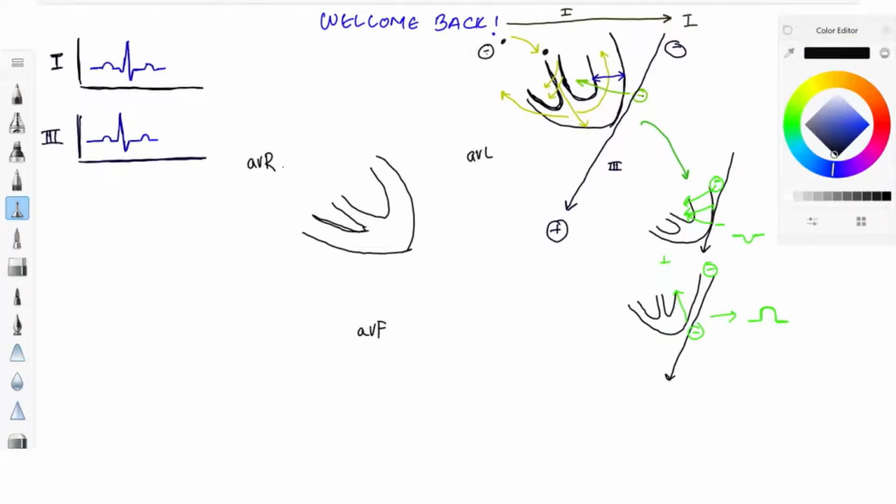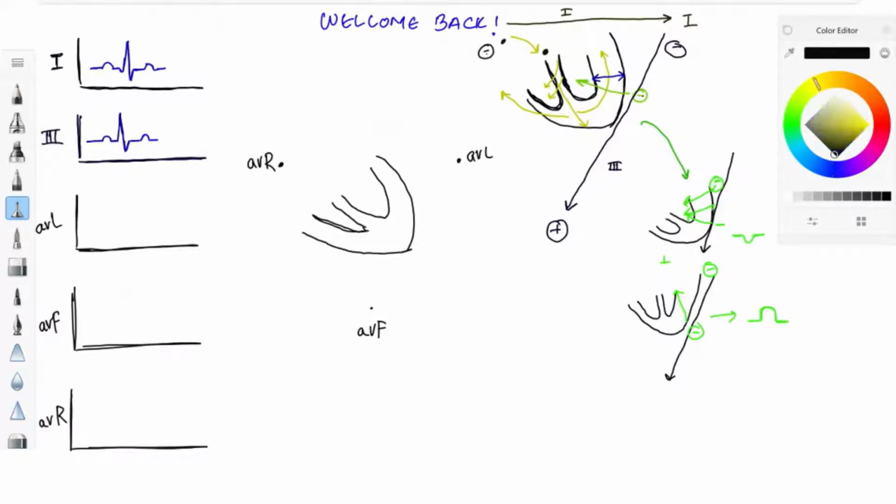So you've got the heart and you've got the augmented limb leads. Now, whenever the current is going towards the lead or towards the camera, it's going to detect it as positive. And whenever the current is going away from the lead, it's going to detect it as negative. So we'll draw all 3 leads simultaneously. Now the current is going away from AVR, so a negative P wave in AVR.